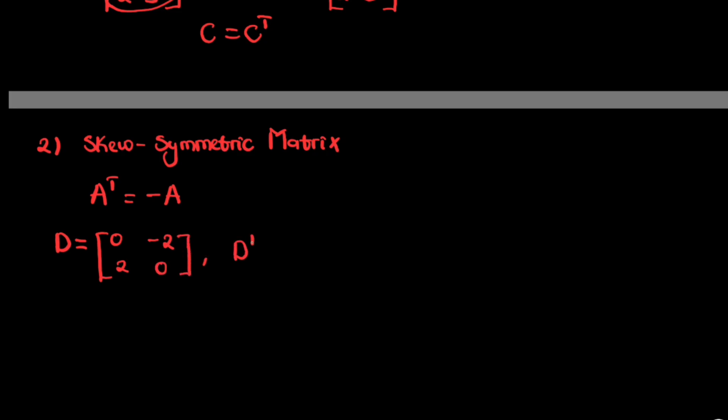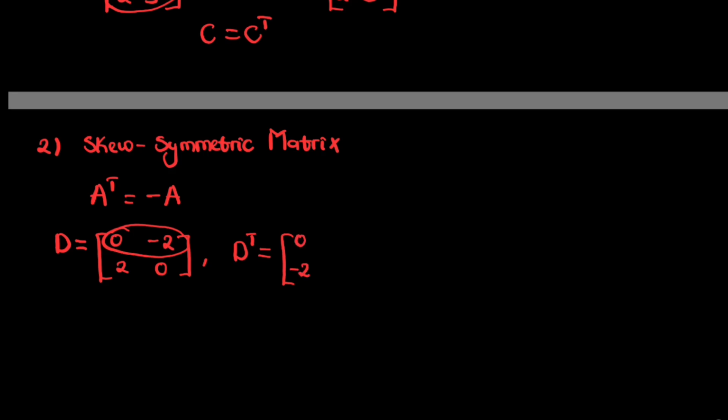So let's find the transpose of this matrix. Remember, the first row will become the first column of the transpose matrix, and the second row of the original matrix will become the second column of the transpose matrix. Okay, so the first row here is 0, minus 2, so it becomes the first column of our transpose matrix. So that is 0, minus 2. And the second row will become the second column of our transpose matrix. The second row we had 2, 0, so it becomes 2, 0.